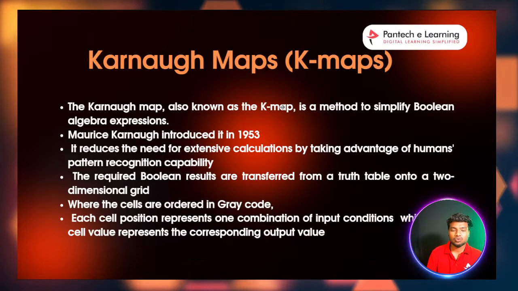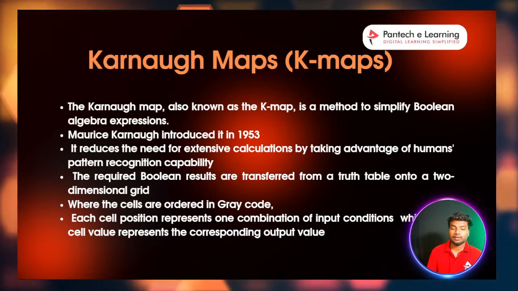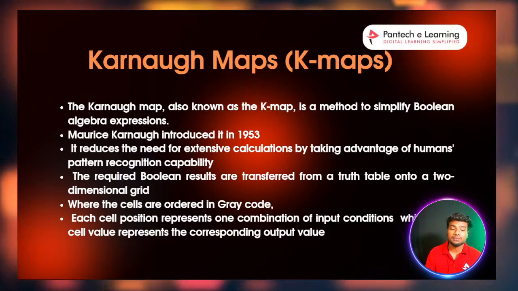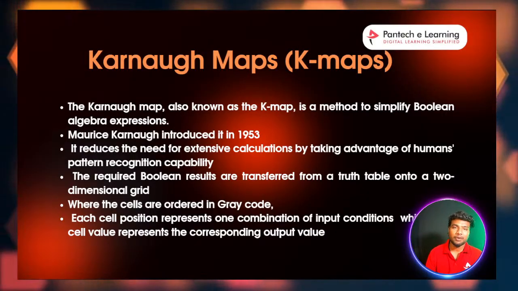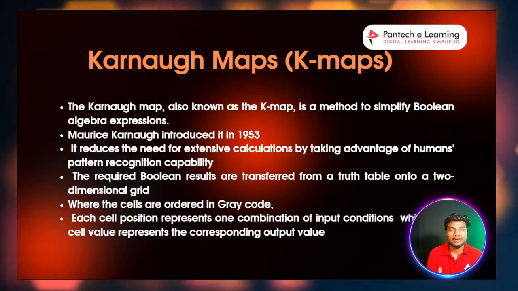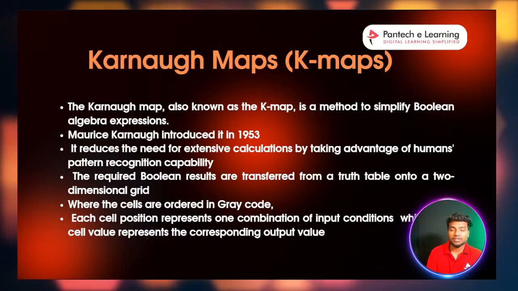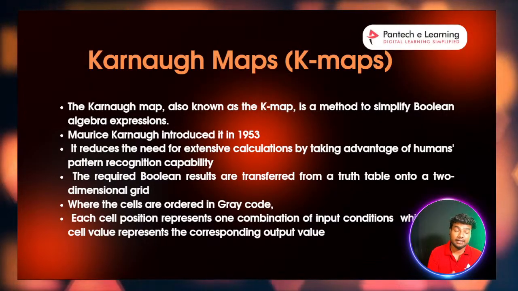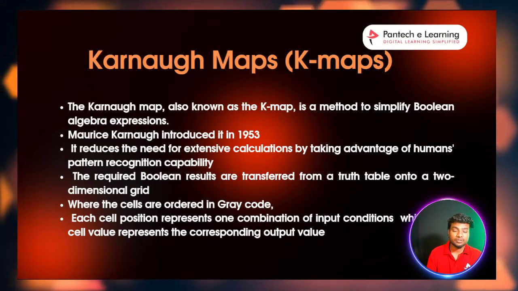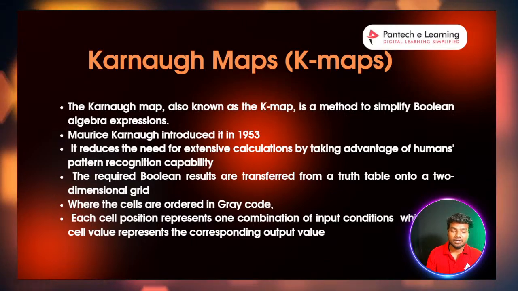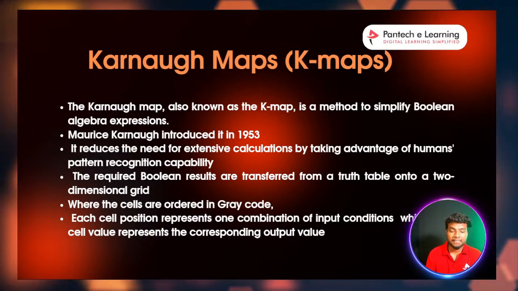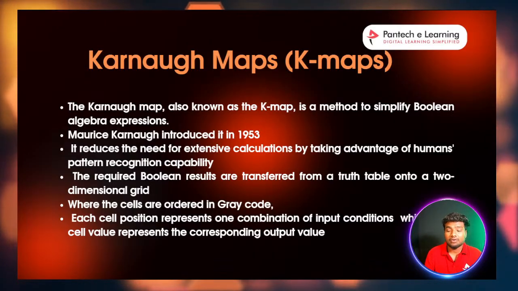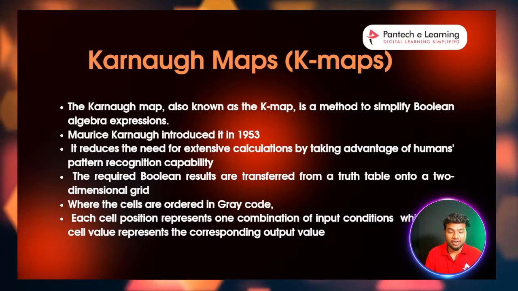Now I will move to the K-map. The K-map is also a very important topic. It is a method to simplify Boolean algebra expressions. By using Boolean algebra rules we can simplify somewhat, and by using the K-map we can also simplify Boolean algebraic expressions. It was introduced in the year 1953. It reduced the need for extensive calculation by taking advantage of human pattern recognition capability.